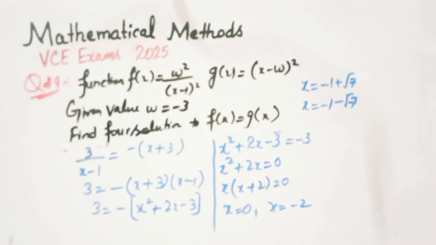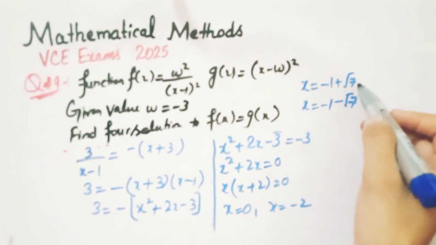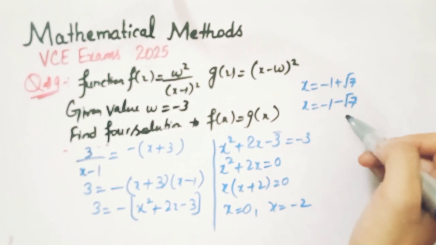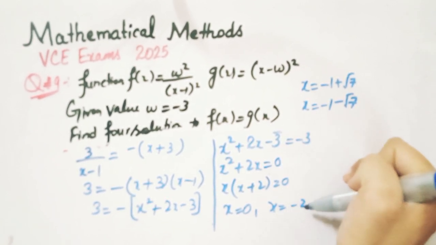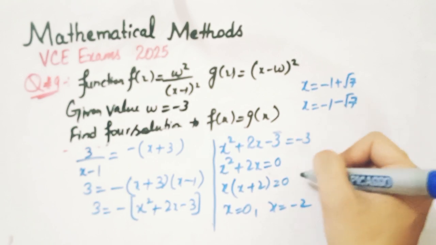So these are the four answers: x equals minus 1 plus root 7, x equals minus 1 minus root 7, x equals 0 and x equals minus 2. So this is the final answer.